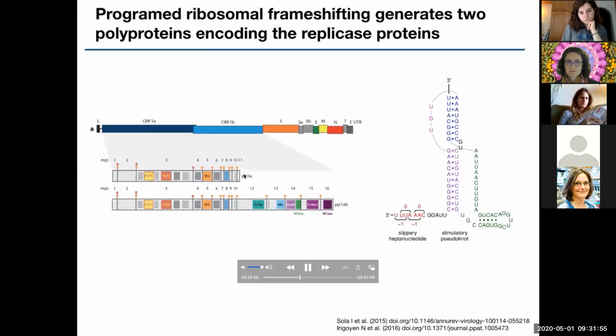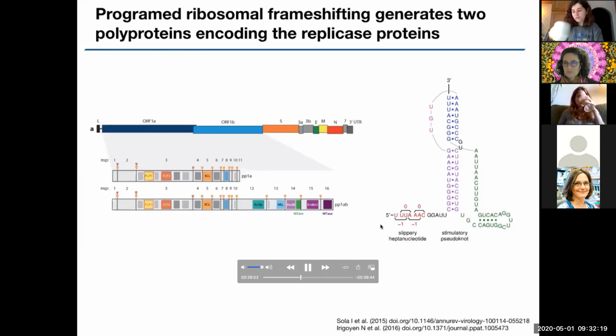However, the remaining percentage of the time, the virus enables the ribosome to actually read through that stop codon and continue translating down to generate a longer ORF1AB fusion. And that programmed translation read-through is a frame shifting event that is governed by two properties of the genomic RNA.